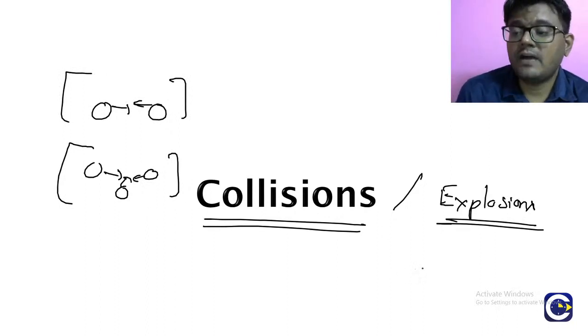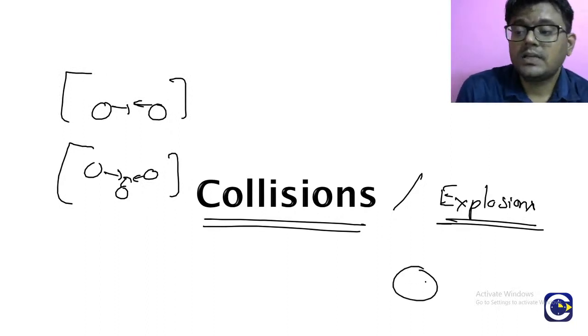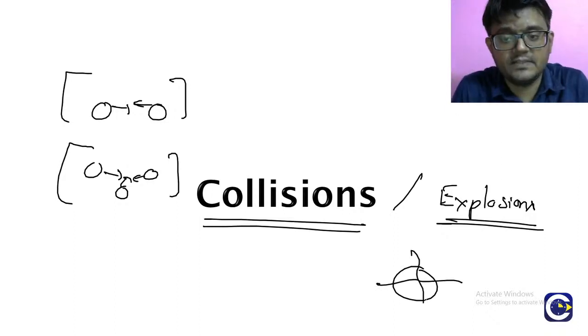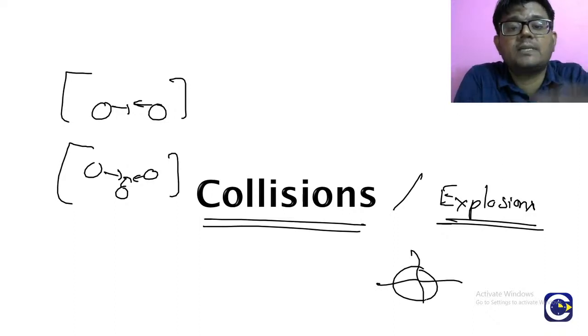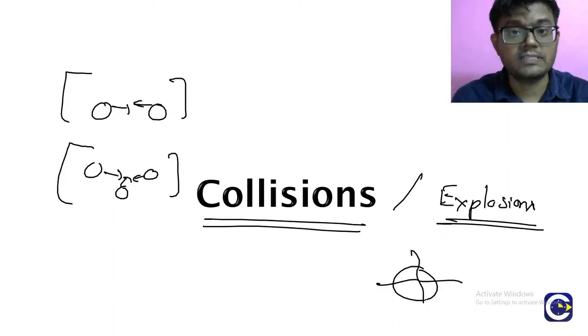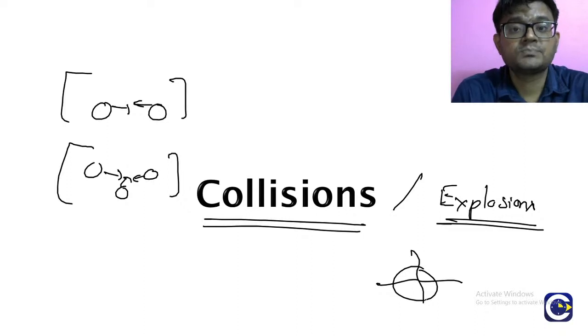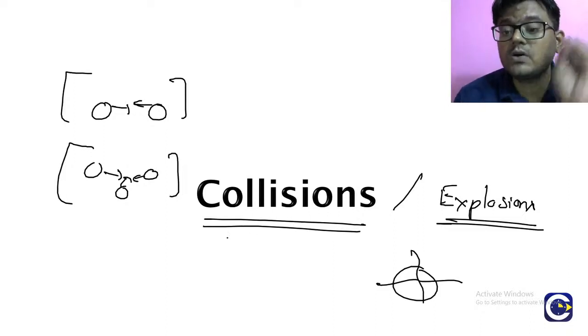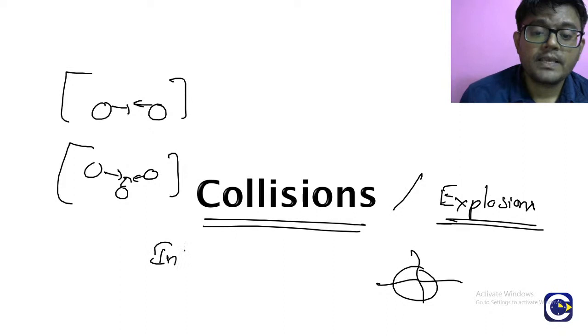Explosion is basically if you have any object like a bomb, it will explode to produce fragments. Typically what we observe is the fragments will fly off in different directions. When we go to the study of explosion, we will see what the relation between the velocities of these fragments is. These are the two kinds of phenomena which we will be calling internal phenomena.